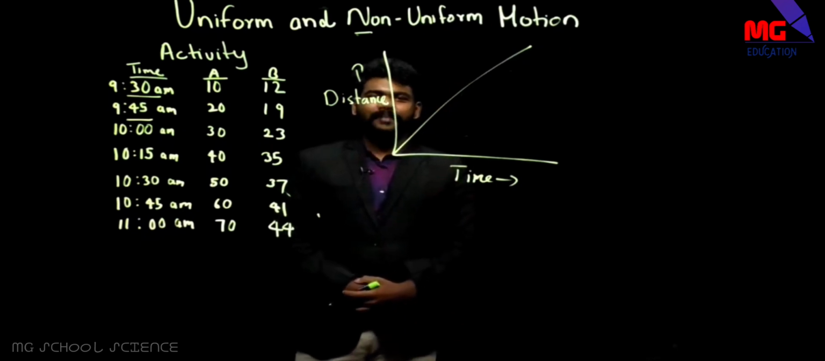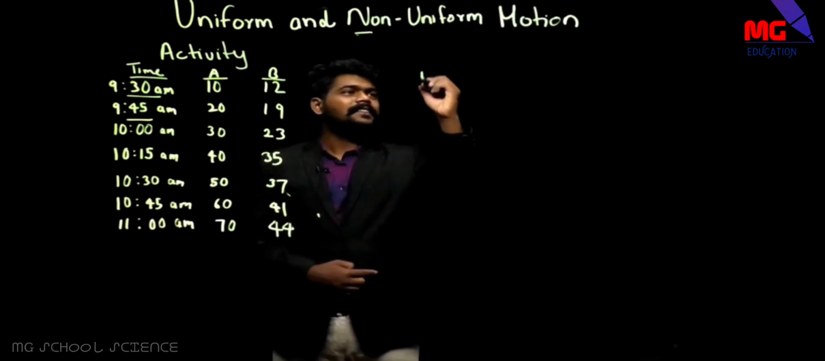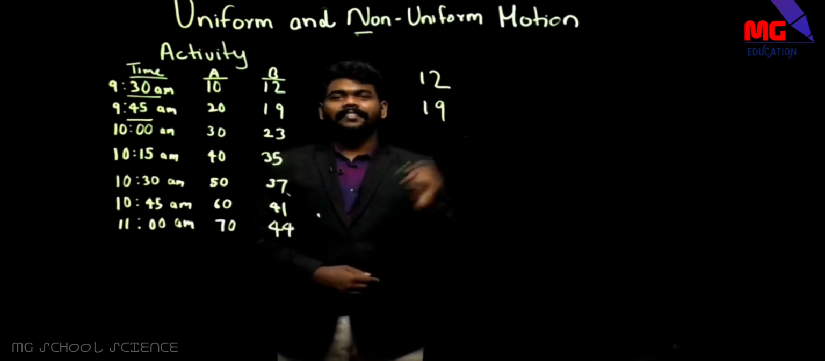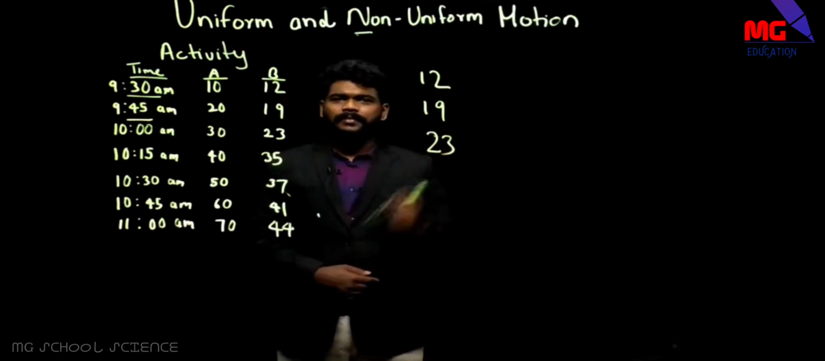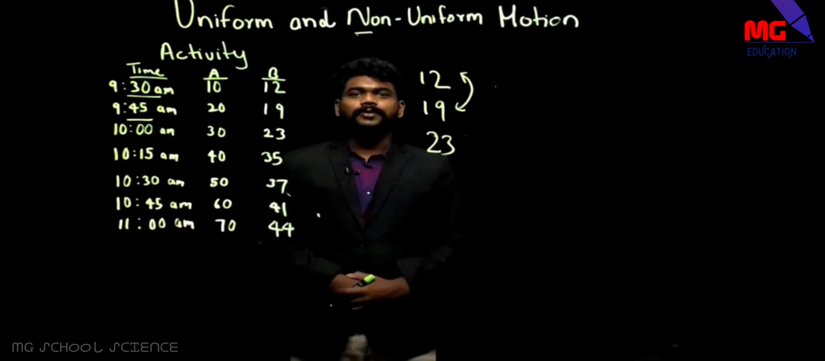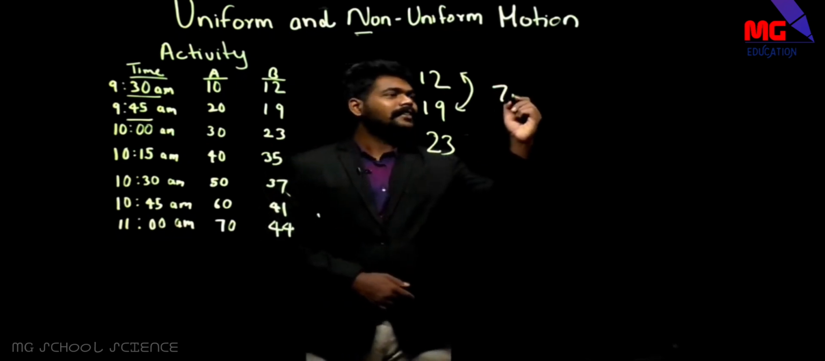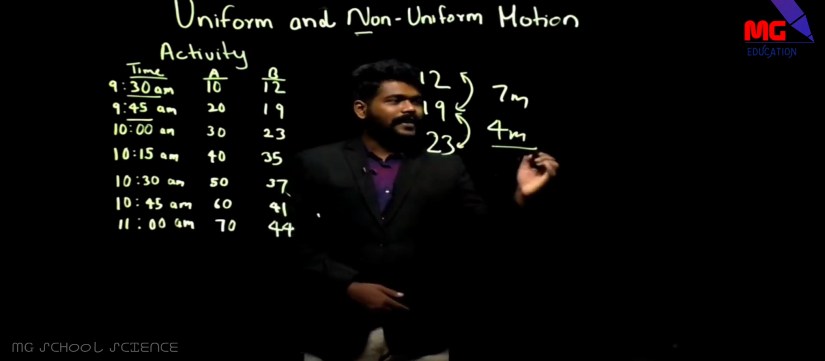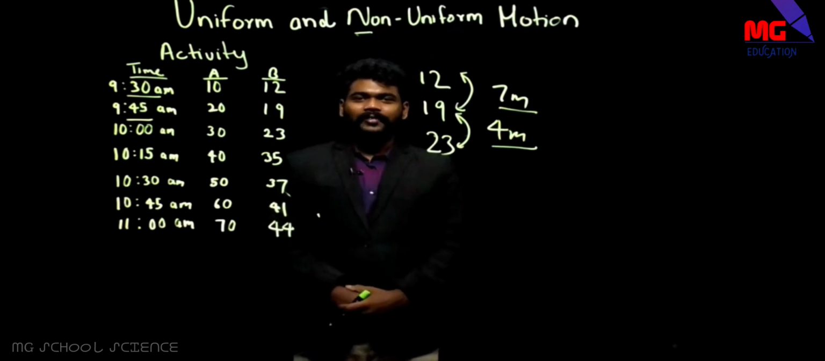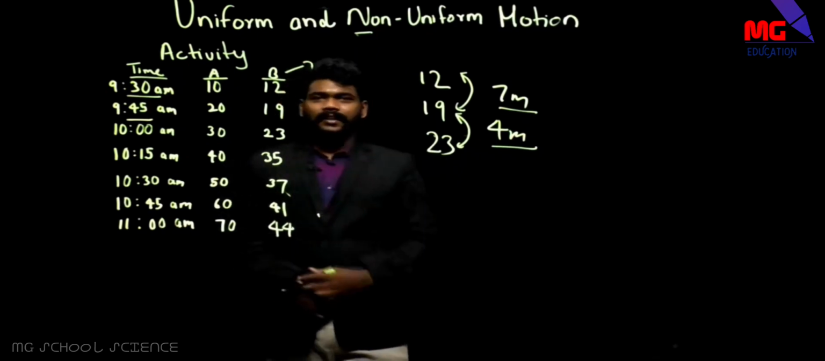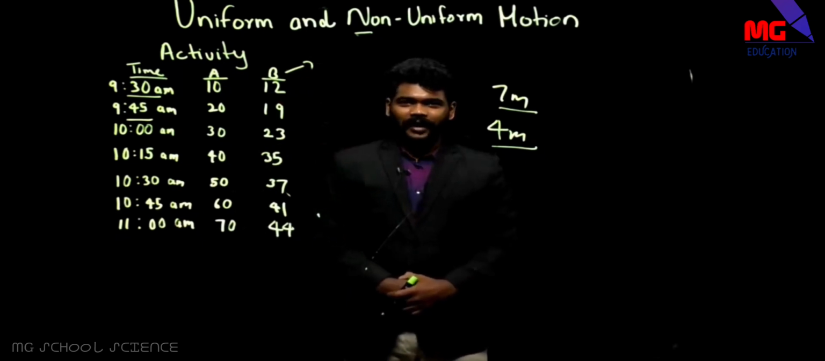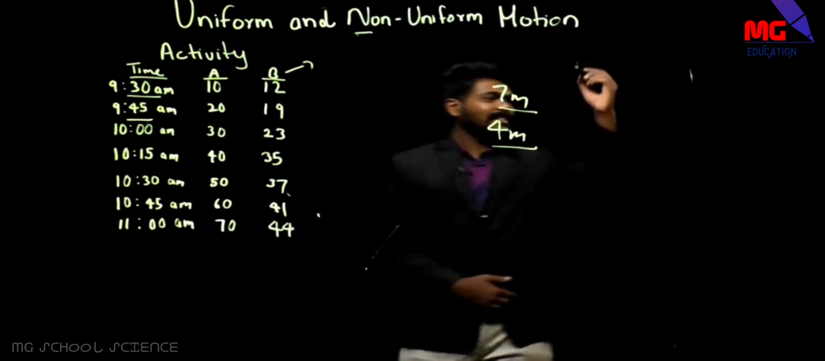Now we'll see for object B. For object B, first it travels 12 kilometers, then it travels 19 kilometers, then it travels 23 kilometers. See the difference between these distances. The first two readings have a difference of around 7. The second and the third readings have a difference of around 4. Here itself we can see that they do not travel an equal amount of distance in an equal interval of time. Therefore, object B is undergoing a non-uniform motion, and when you try to plot a graph between distance and time, you get a non-linear line like this.